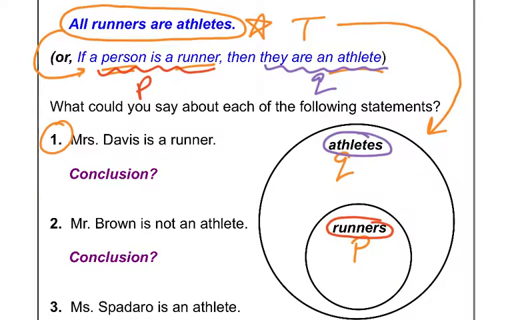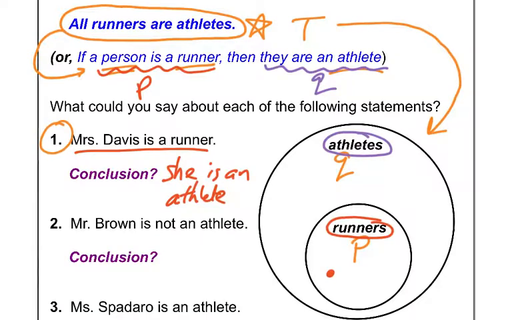Let's figure out, what if Mrs. Davis is a runner? Let's put that dot. Where could Mrs. Davis be? If she's a runner, she really has to be here, right? That means if P, well, if she's a runner, there's nowhere else to draw that point. She must be an athlete, right? She is an athlete.